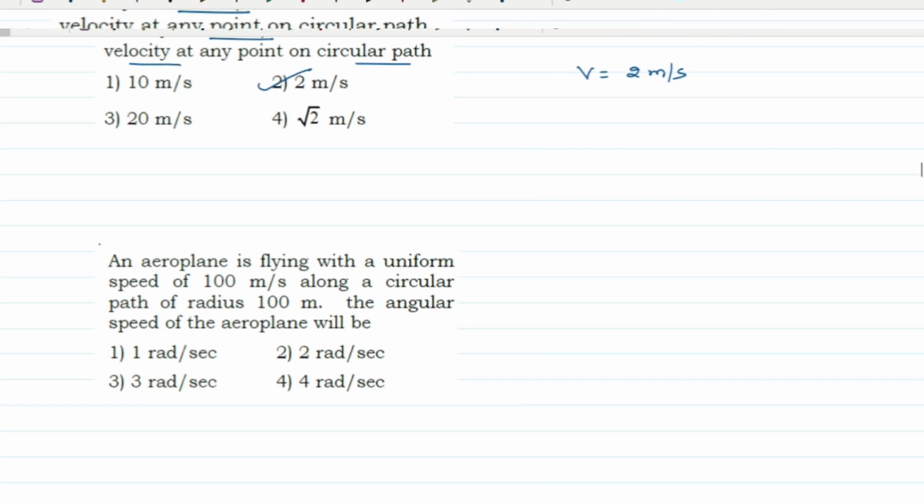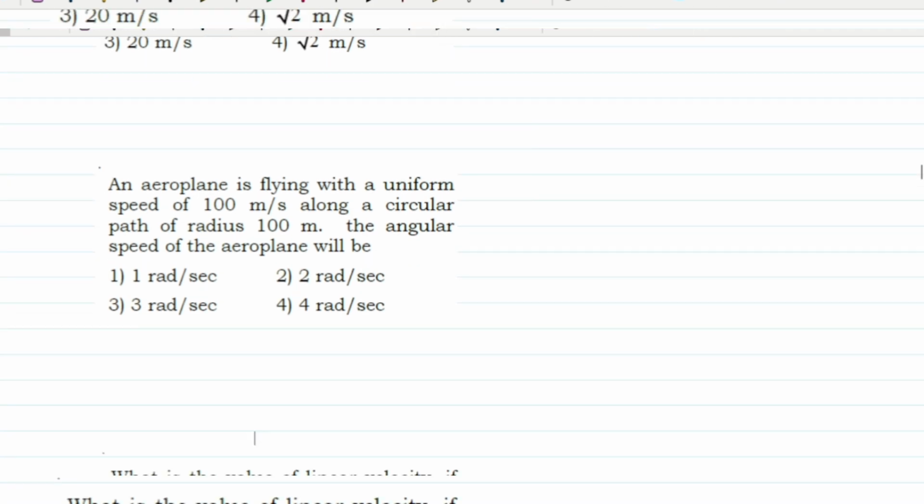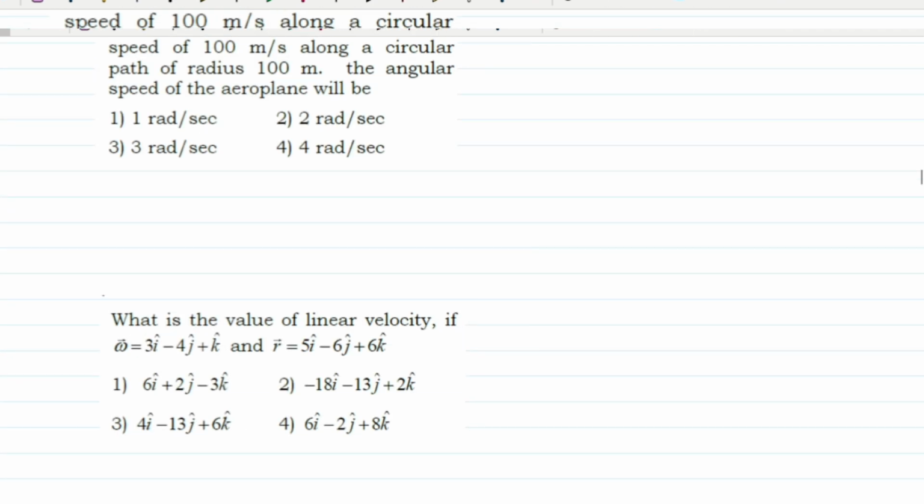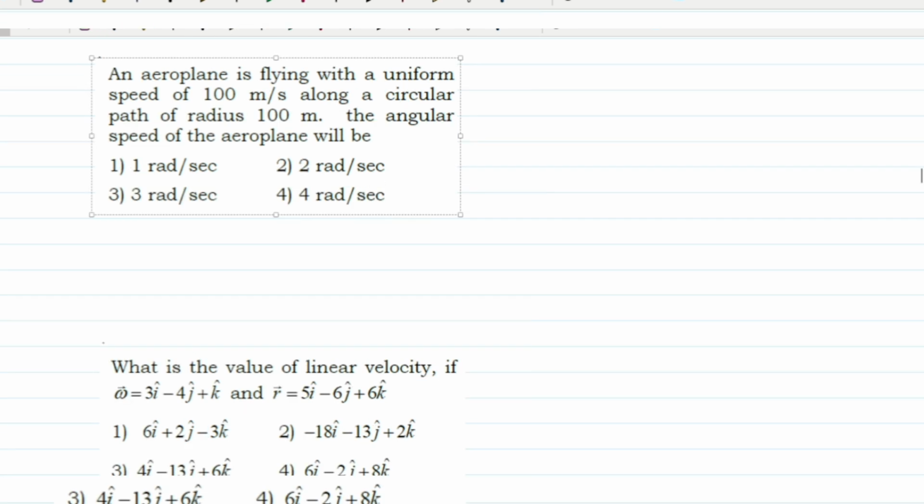Let us see the next question. The next question says, an aeroplane is flying with a uniform speed of 100 meter per second along a circular path of radius 100 meter. The angular speed of the aeroplane they are asking.